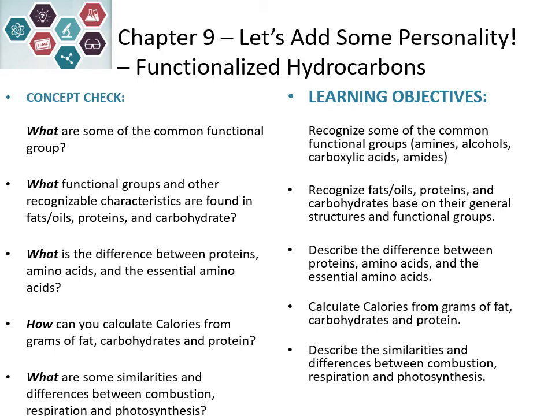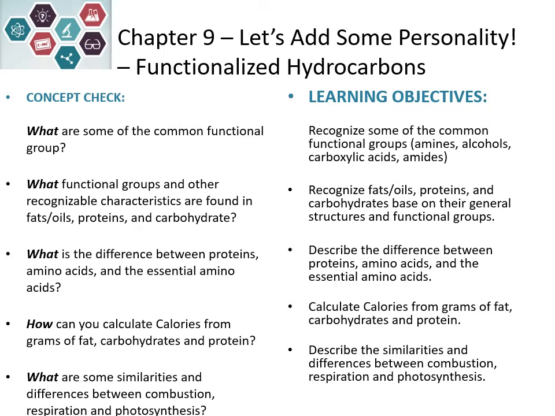In Chapter 8, we looked at hydrocarbons, which are compounds that contain only carbon and hydrogen. Now we're going to add some personality by adding in other types of elements, and we call these functionalized hydrocarbons. We're going to look at some of those common groups and where we can find those common groups in fats, oils, proteins, and carbohydrates.